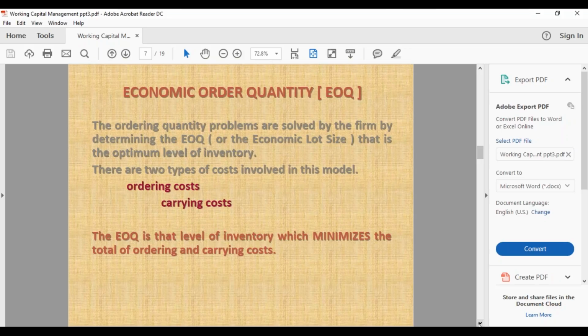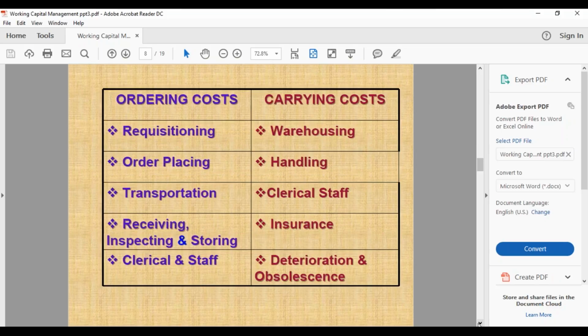Economic order quantity is the level which minimizes total ordering and carrying cost. So there are ordering costs and carrying costs involved. When you're placing an order for inventory, there are costs involved with requisitioning, order placing, transportation, receiving, inspecting and storing, and clerical and staff.